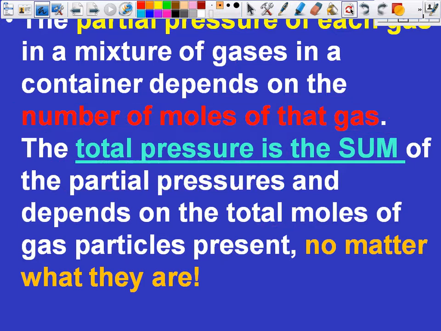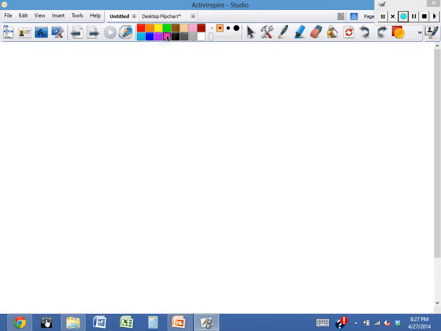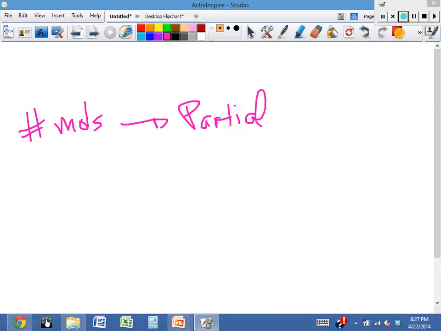Again, it's just kind of a recycling thing. So the way it works is the number of moles makes the partial pressure, and the partial pressure makes the total pressure.